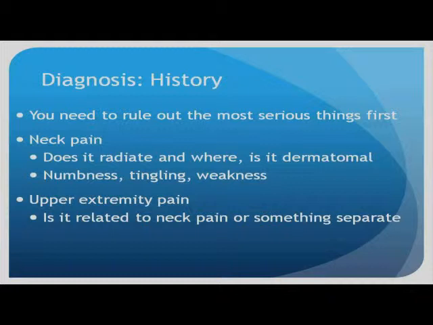Could it be one of the little cutaneous nerves or one of the peripheral nerves that is affected? So you want to try to pay specific attention to the areas that patients are having any of those neurologic symptoms. And if they are having both neck and upper extremity pain, you want to try to get a sense of if they are related to each other or is it something separate.